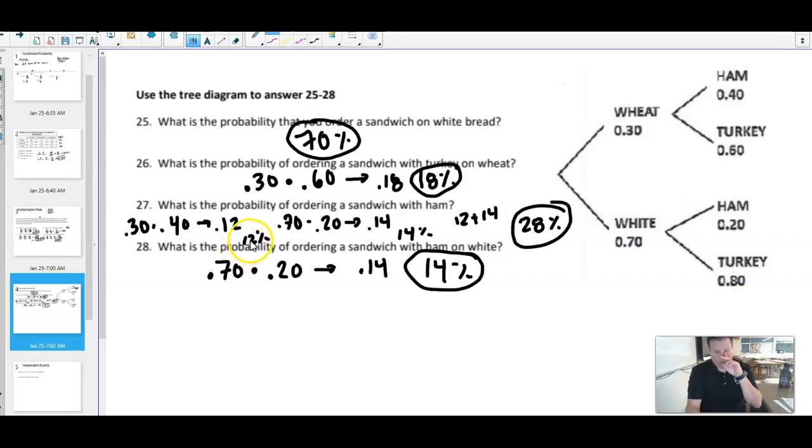So you guys should be able to use that multiplication rule. That's just multiple events is what we're looking for in that case.